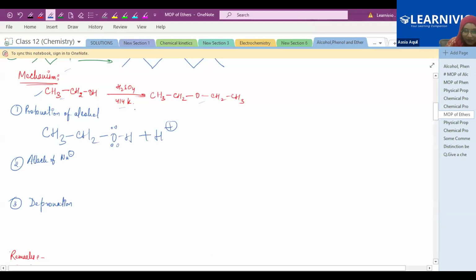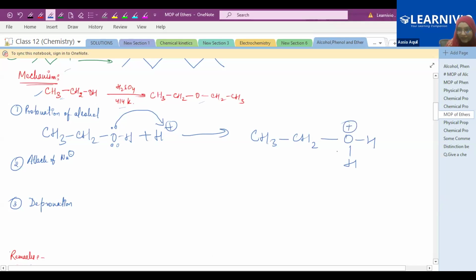So it will try to abstract this hydrogen. H plus है तो इसे abstract कर लेगा. And it will form CH3, CH2, and your oxygen, hydrogen, hydrogen. And you can see oxygen can accommodate only two bonds, but there are three bonds over here. So on oxygen there will be a plus charge.